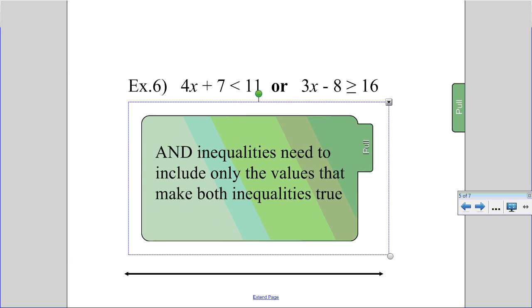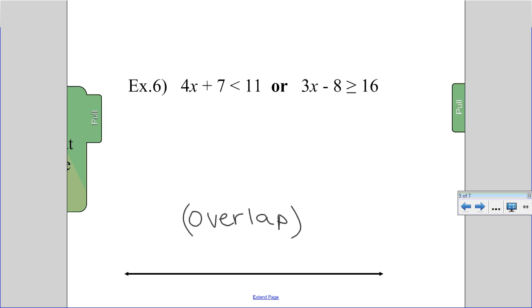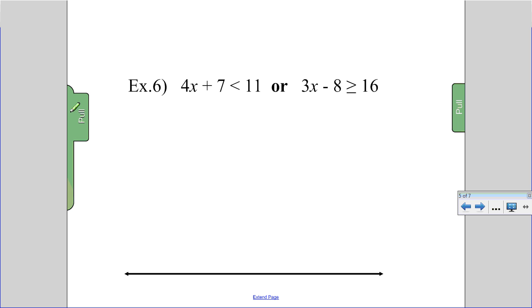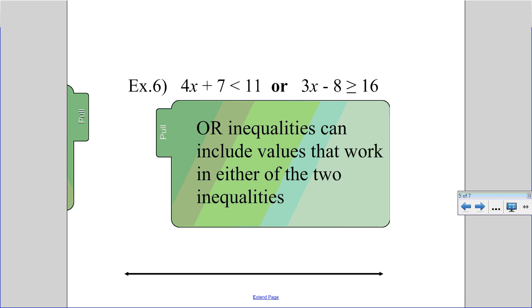All right, ladies and gentlemen, AND inequalities include only the values that make both inequalities true. And so what I added in here is that you only graph their overlap. So the AND inequalities are going to look like this, shading between the two solutions. And you guys should have that already in your notes. We then have OR inequalities. And the OR inequalities include values that work in either of the two solutions. And what I put on here is that they don't have to overlap.